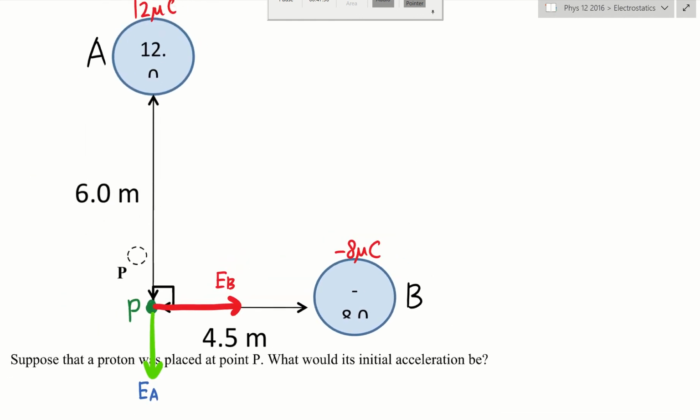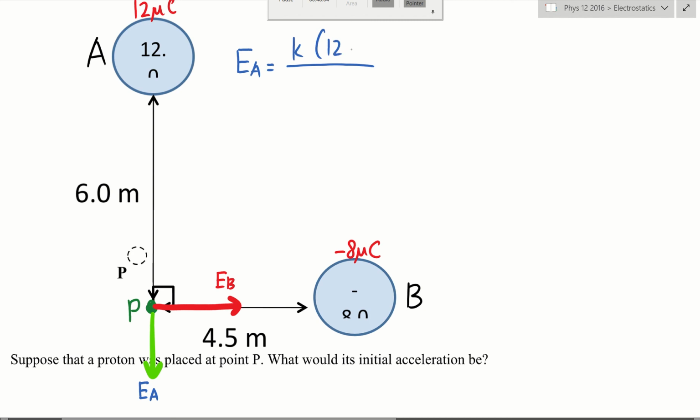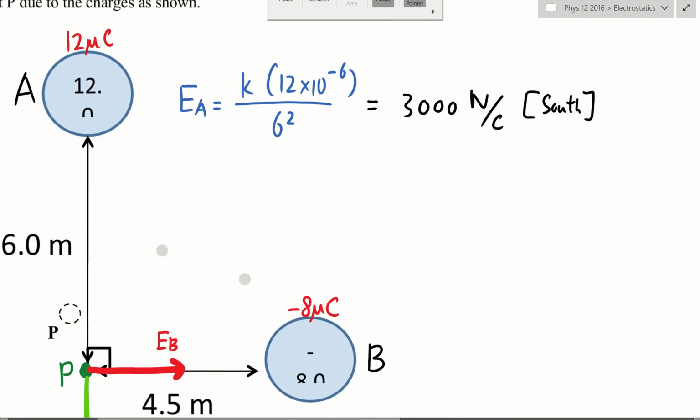Vector add them. Okay, so EA is K, charge 1, which is 12 microcoulomb, so 12 times 10 to the negative 6, divided by distance 6 squared. There, right? So PD easy. Turns out to be about 3,000. Convenient. Direction is down. Okay, so direction is going, you know what? South. Let's say south. Right? I mean, down is such a bad way to say it.